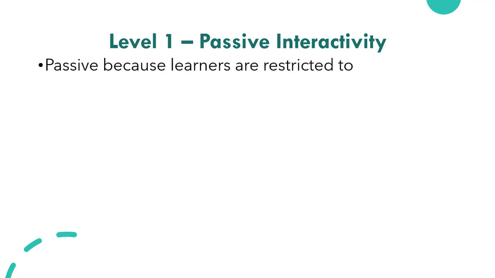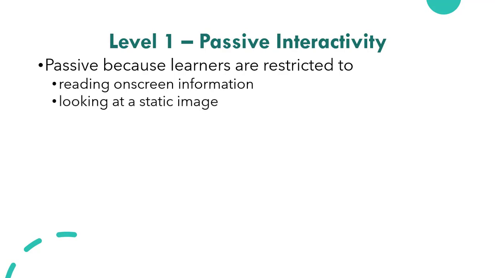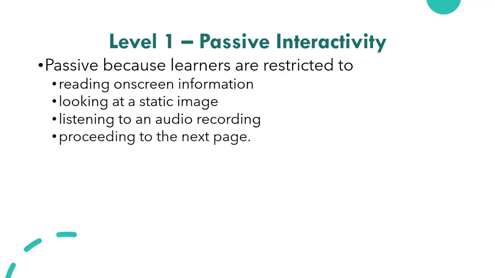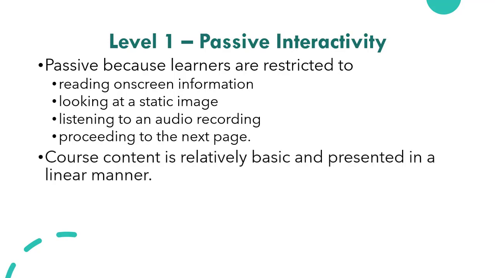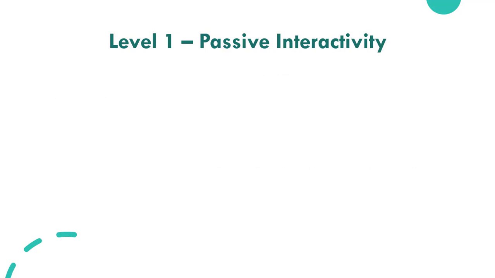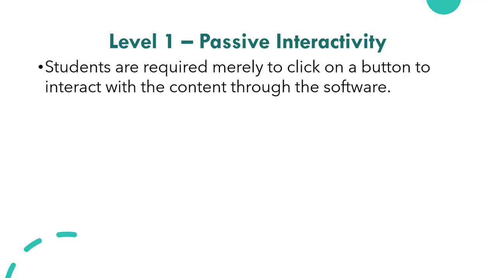Passive interactivity is called passive because learners are often restricted to reading on-screen information, looking at static images, listening to an audio recording, and proceeding to the next page in a website or a course site. Course content at this level is relatively basic, often presented in a linear manner. Students are generally required to click on a button to interact with the content through the software. That is why it is passive.